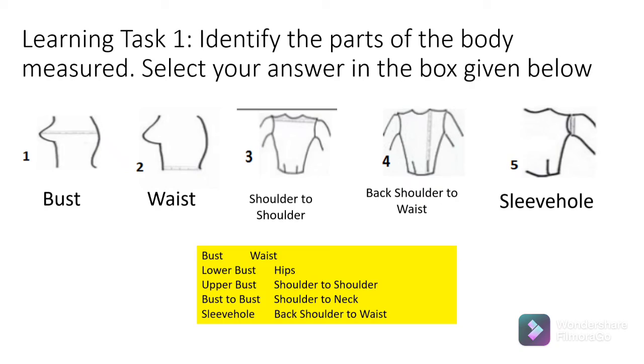Can you classify the body parts that we mentioned? For bust, that is circumferential. Same with waist, that is also circumferential. It measures around. For number 3, shoulder to shoulder, that is horizontal. Number 4, back shoulder to waist, that is vertical. And then number 5, that is around. So the sleeve hole is circumferential.